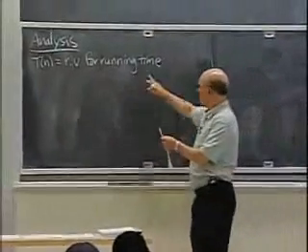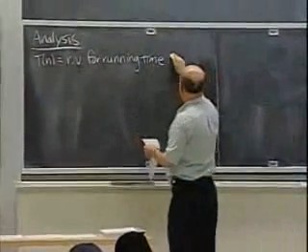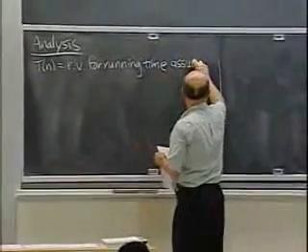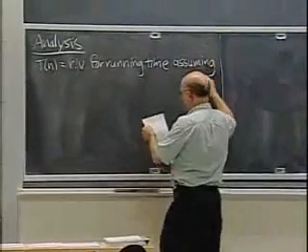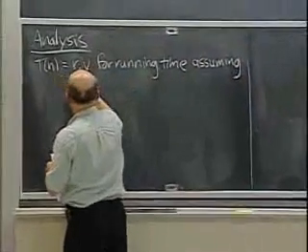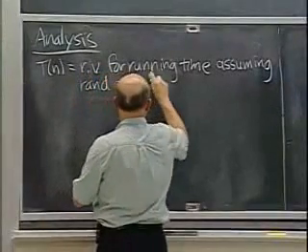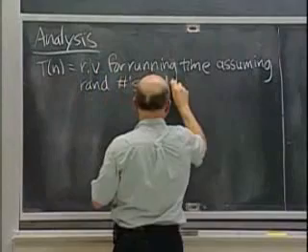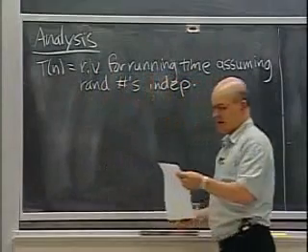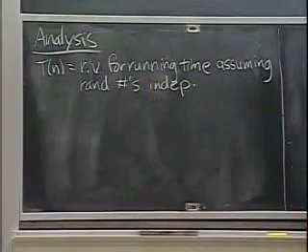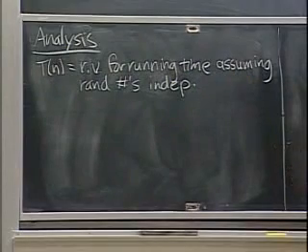Okay. So this is the random variable for running time, assuming, and we have to make an assumption for doing probability, that the random numbers are independent. So when I pivot in one place, it's independent of how I pivoted in some other place as I'm running this algorithm.